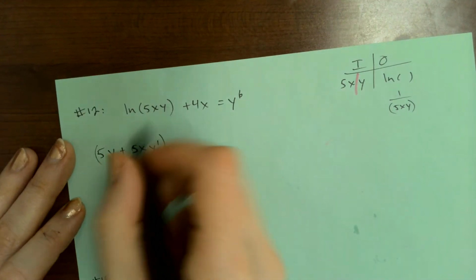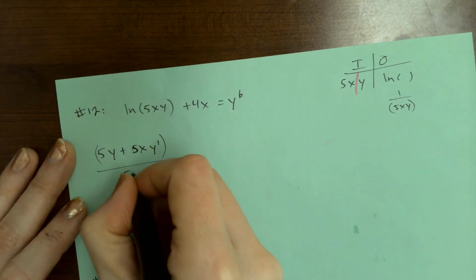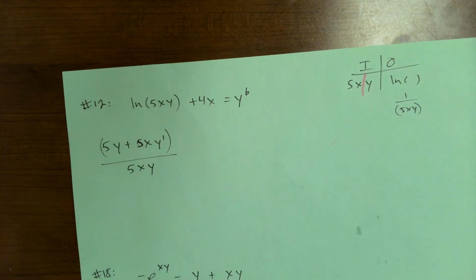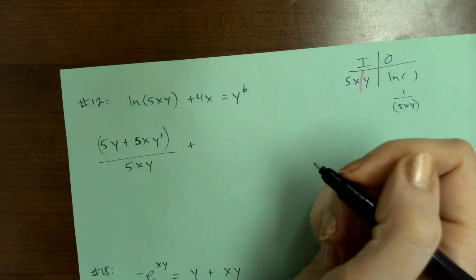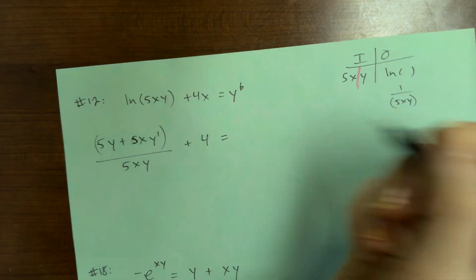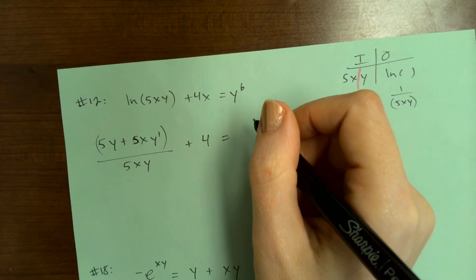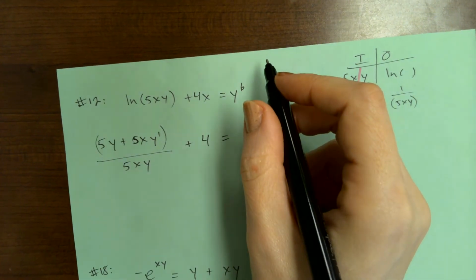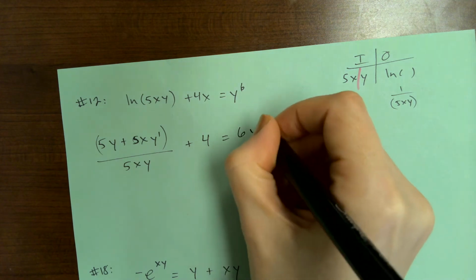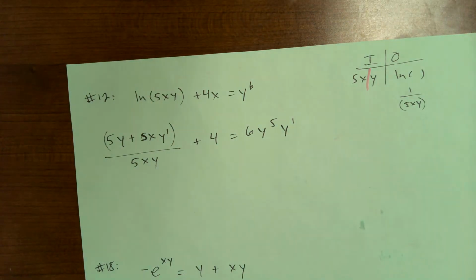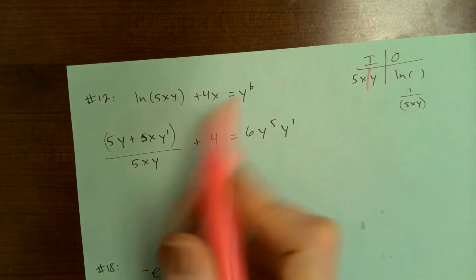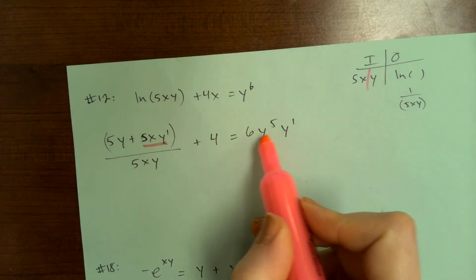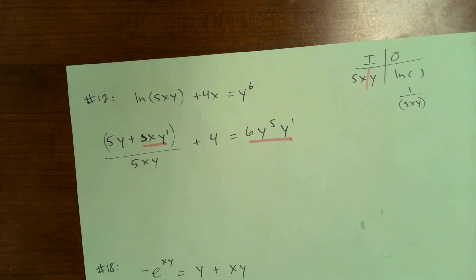being over 5xy. Okay. Plus 4 equals 6y to the 5th y prime. All right. So we've got a y prime term here and a y prime term there.